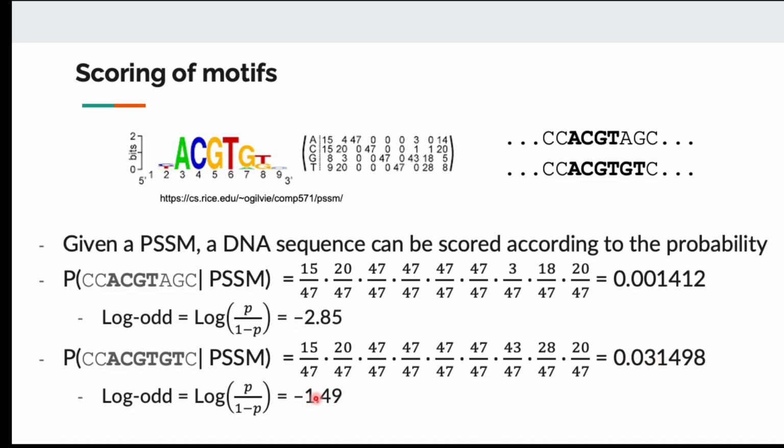0.031 becomes minus 1.49. But the comparison is still the same. We want to prefer sequences with higher probability. So we still want to prefer higher log odds. Minus 1 is higher than minus 2. So this is the way that tools can score the presence of a motif in your data.